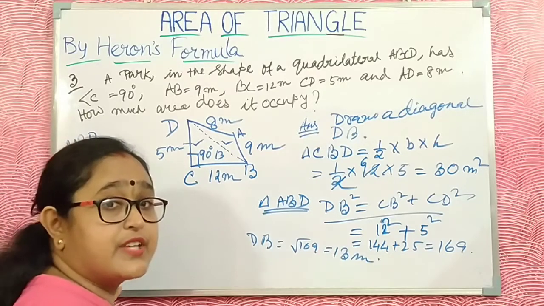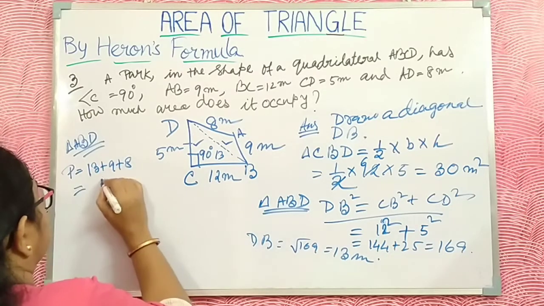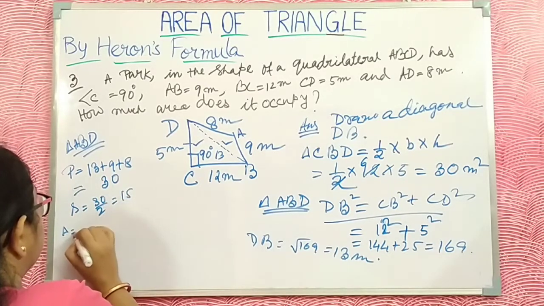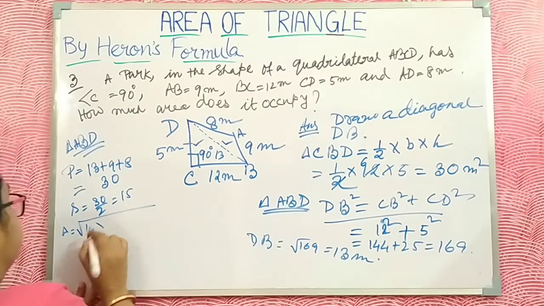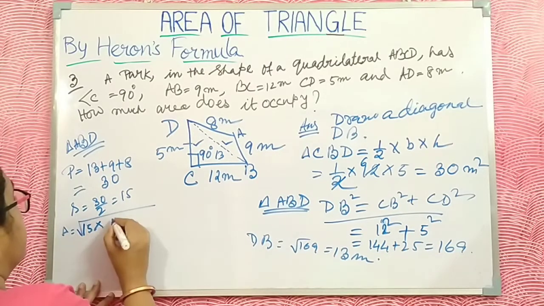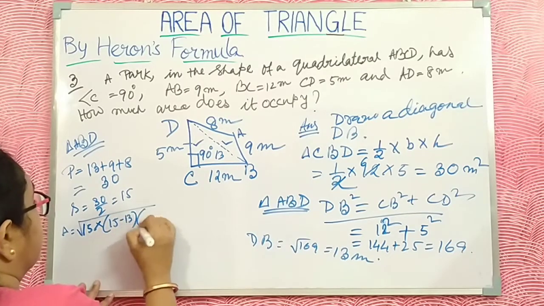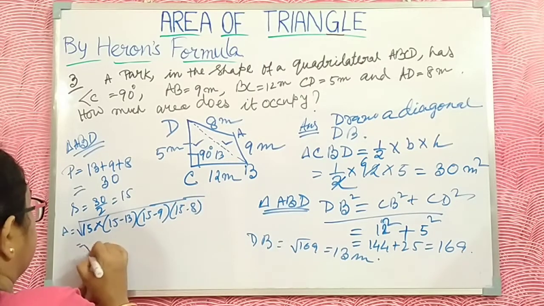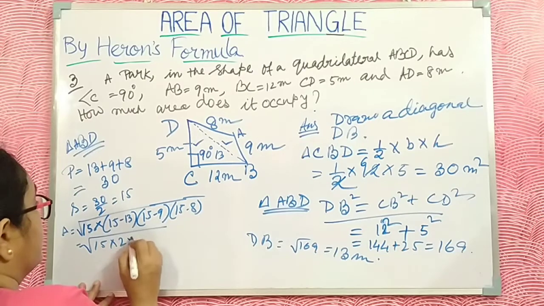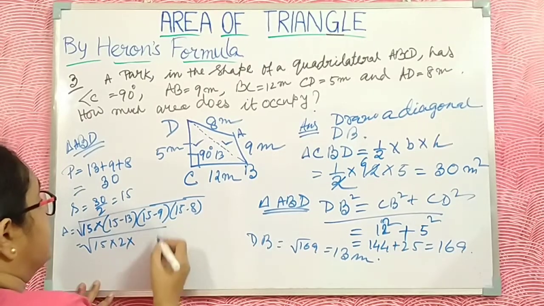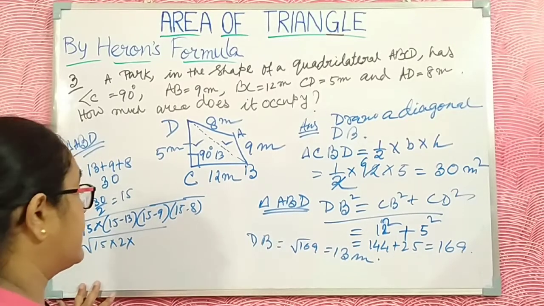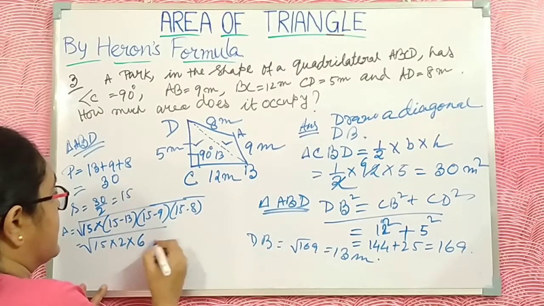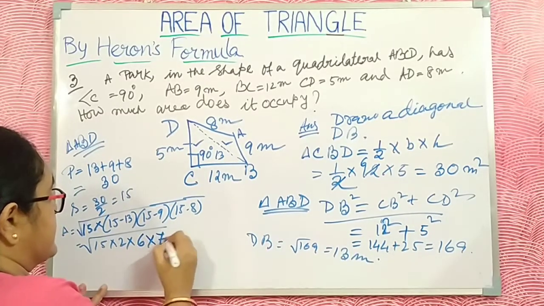18 plus 9 is 17, plus 13 is 30. Then the semi-perimeter is 30 by 2, which is 15. Now I find the area under root: 15 into 15 minus 13, 15 minus 9 and 15 minus 8, which is 15, then 2, then 6 and then 7.